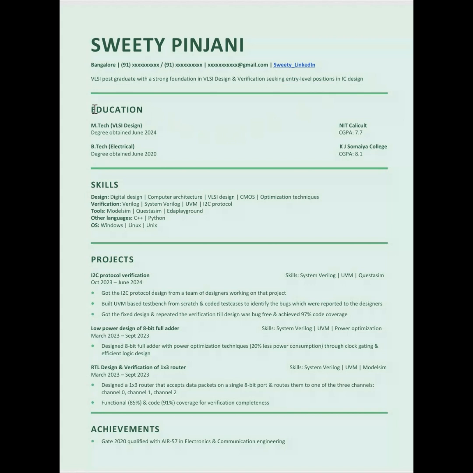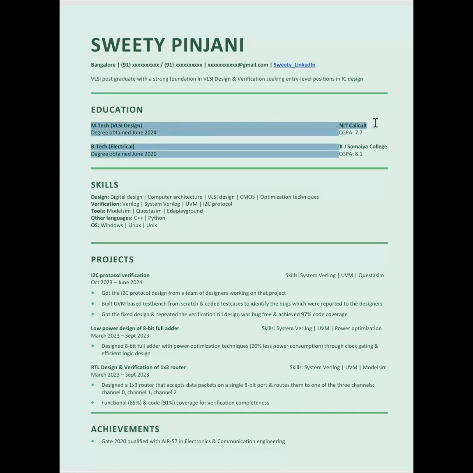Here, education has come. Now, since the person already has a master's, we will cover only two things: the master's degree and the bachelor's degree. If the person was a bachelor's graduate, we would have covered the bachelor's degree, HSC and SSC. Here we are covering the master's and bachelor's degree. There are four important things to cover in education. One is your degree, what degree you have in which specialization. Then from which college or university, when you completed the degree, and your percentage or CGPA. These are four important pieces of information which should come.